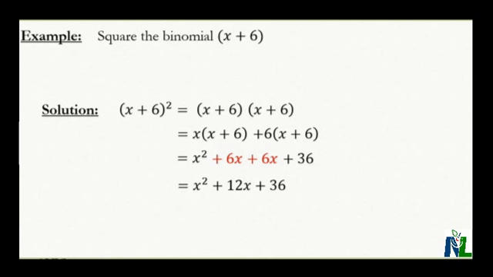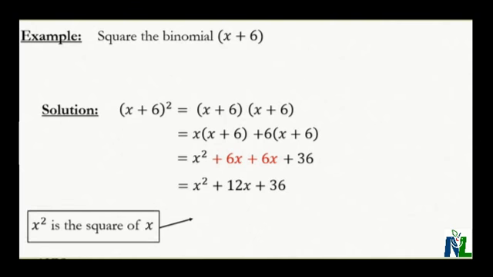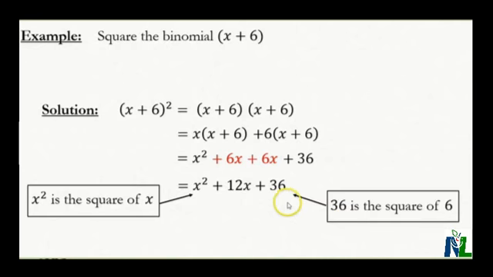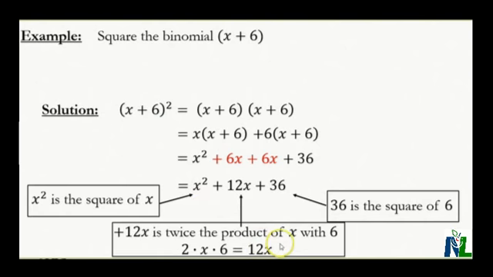There are three special characteristics of a perfect square trinomial. First, the term x squared is the square of x, the first term in the binomial. The last term, 36, is the square of 6, the last term in the binomial. And the middle term, 12x, is twice the product of x with 6. That is, 2 times x times 6 gives 12x.